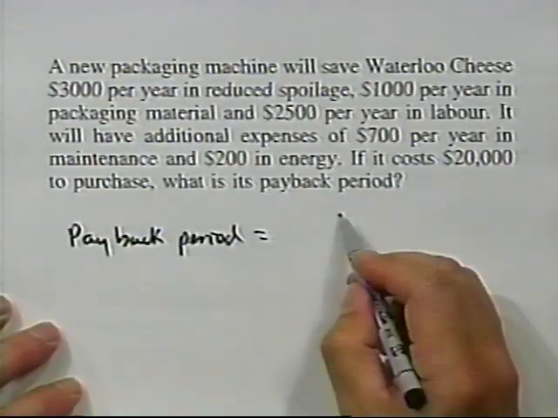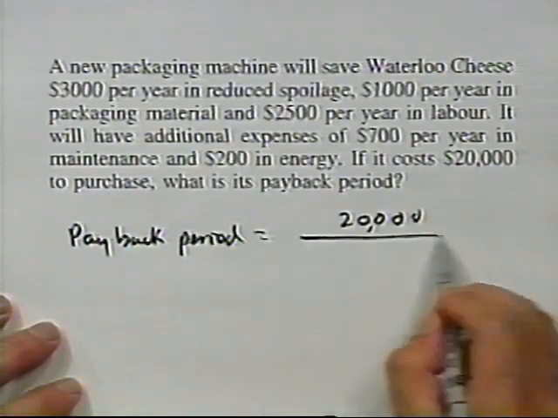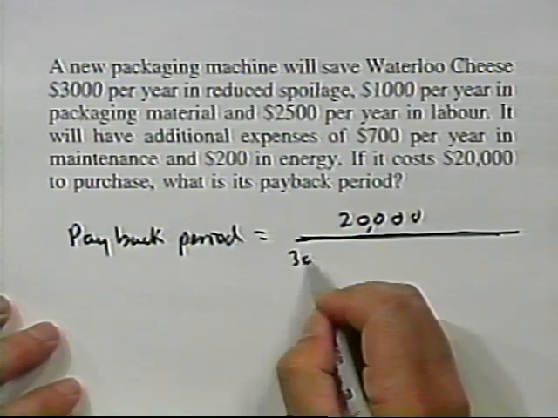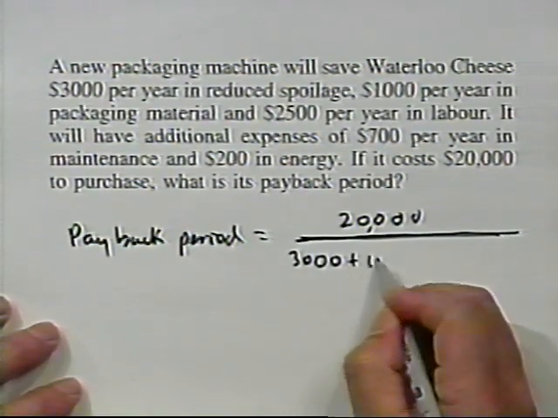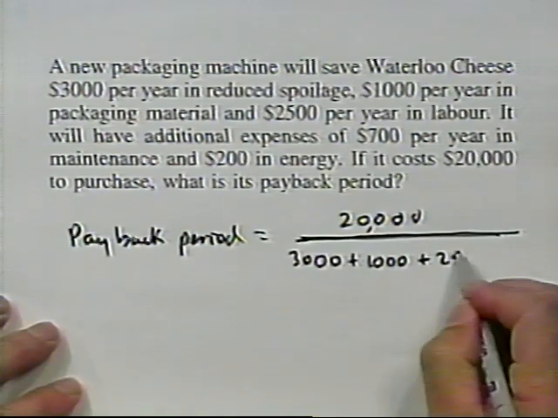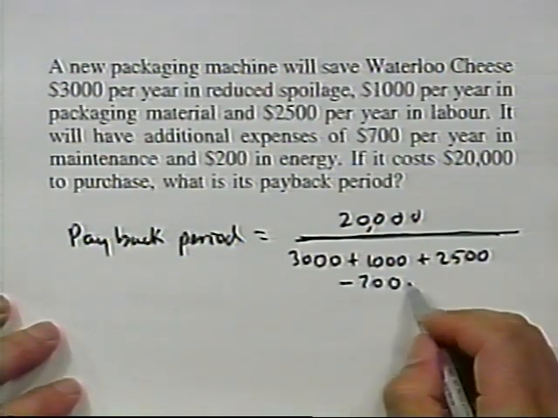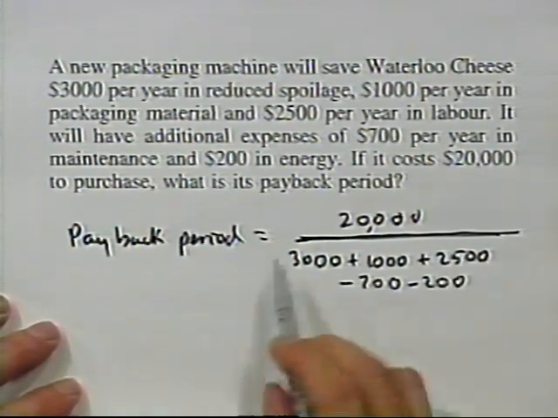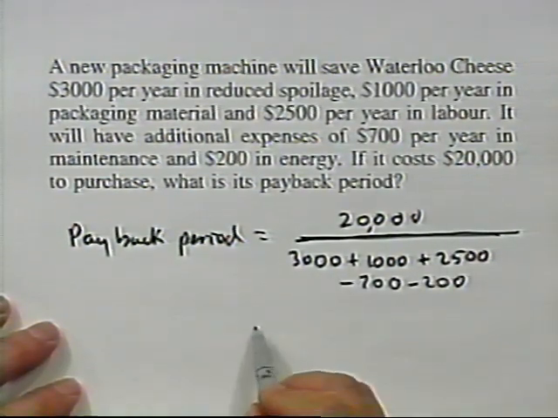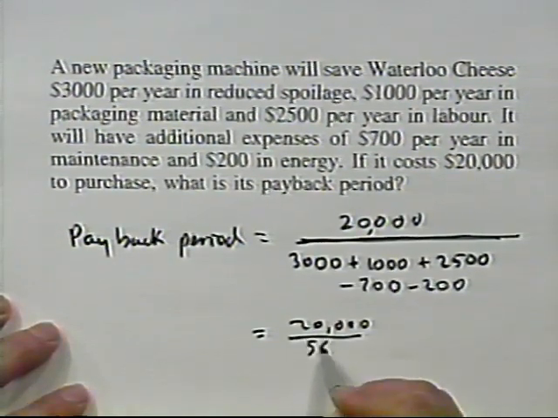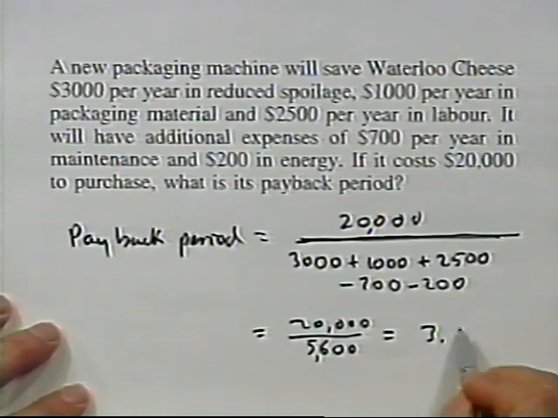So what we want to do is take our first cost of $20,000 and divide it by the annual net savings. Now we've got a bunch of different savings here. We've got $3,000 for spoilage, plus $1,000 for packaging material, plus $2,500 in labor, minus the additional expenses of $700 in maintenance, minus the $200 in energy. So this down here then is the net savings. That's $20,000 divided by $5,600 equals 3.6 years.